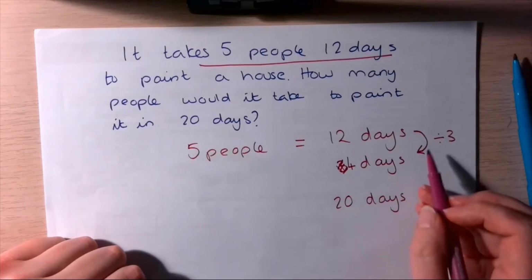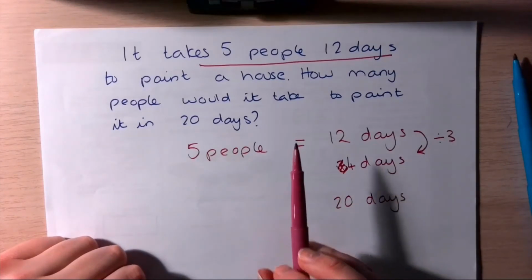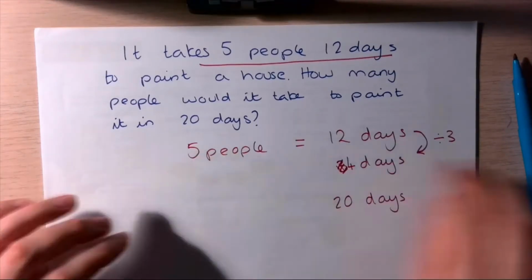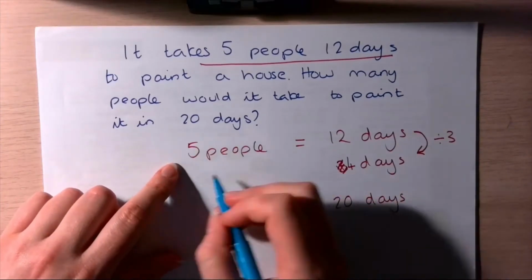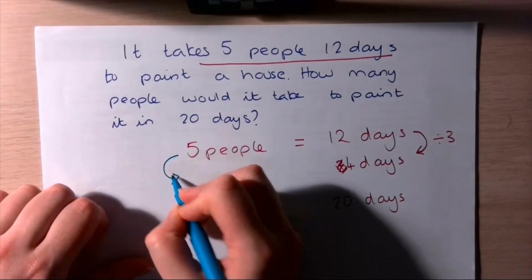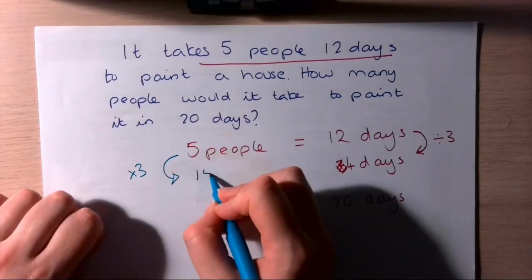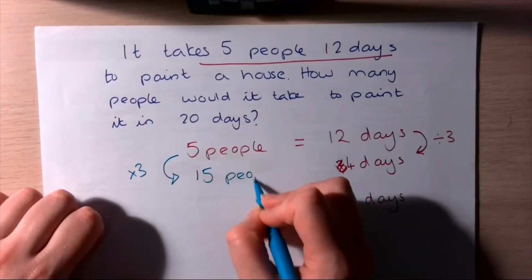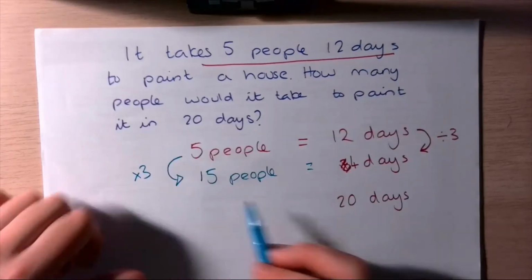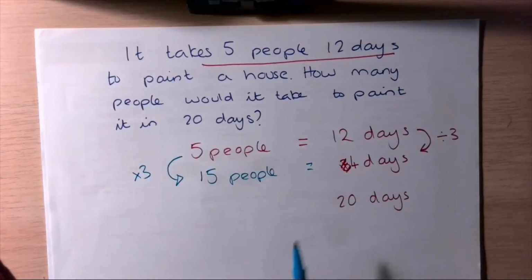So again, because this is inverse proportion, I'm going to do the inverse of that over here. Instead of dividing by 3, I'm going to multiply by 3. 5 multiplied by 3 is 15 people. So it would take 15 people 4 days to paint the house, which is nice.